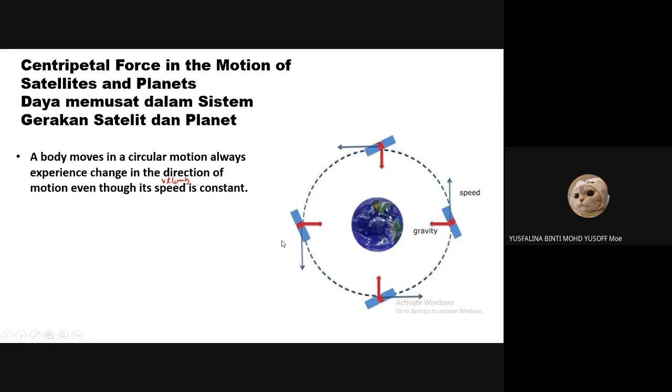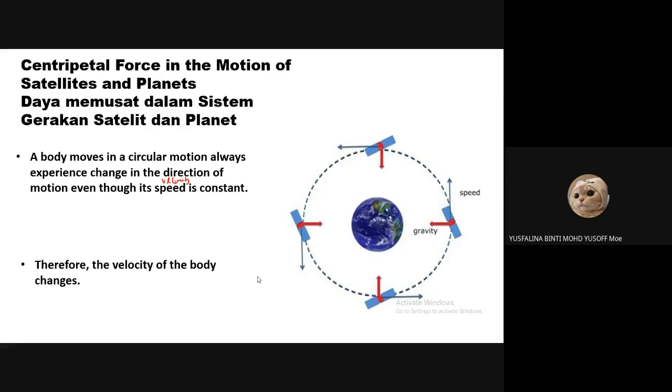Okay, so let's say it moves anti-clockwise. When it moves anti-clockwise, you can see at this one the direction is going upward. Then when we rotate to this side, the direction has already changed. It moved to the left. And then when it goes to this side, the direction changed to downward. So the direction will always change. Only the speed is constant. Therefore, the velocity of the body changes.